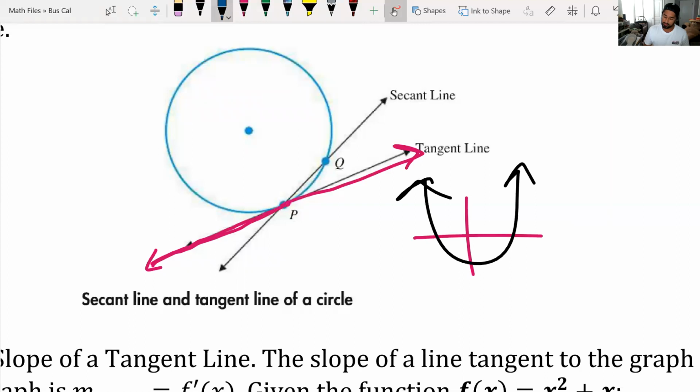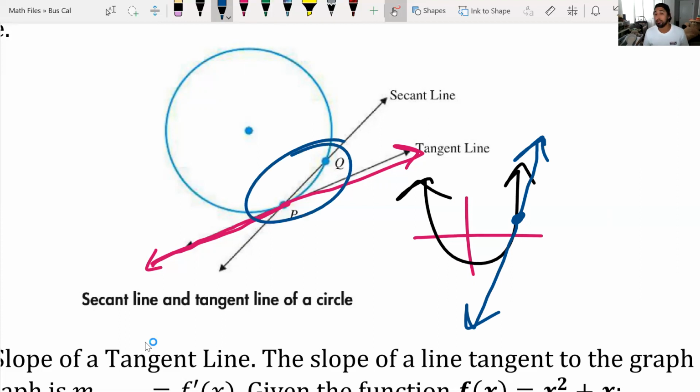And let's say I had a point here. Well, my tangent line would come down, share that point, and take off. That's all tangent lines do. The other line you see here is the secant line. You are a secant line if you run through two points. But we don't care about the secant line. We're only looking for the tangent line.